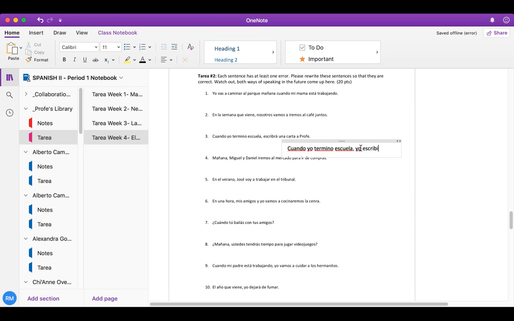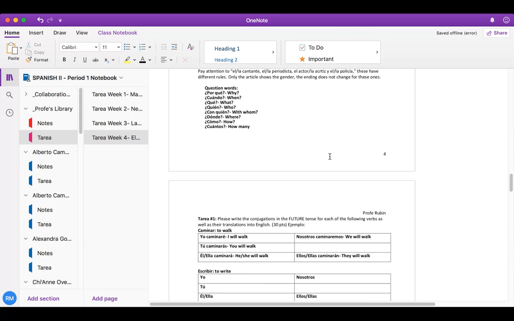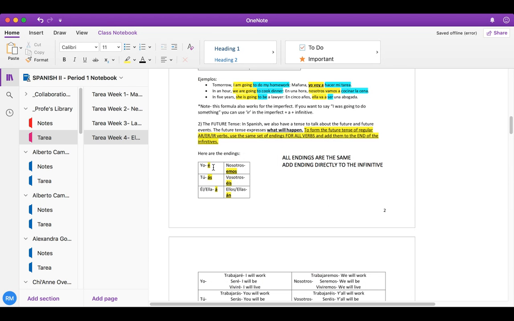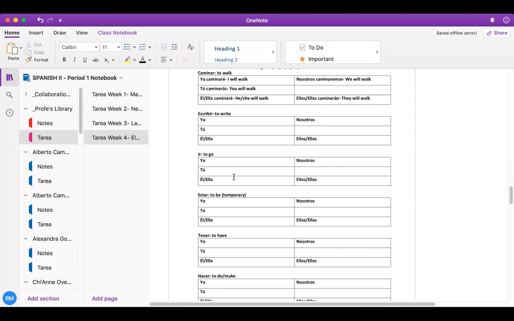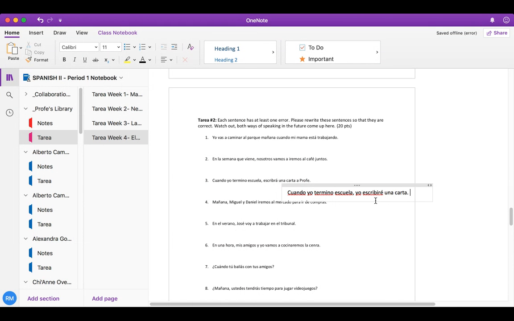Yo escribiré una carta. Okay. So what I did here is I took this verb escribir, I made it its infinitive, escribir, okay? And then I just figured out who's the subject of the sentence. The subject of the sentence is yo. It says the word yo right here. So all I have to do is go back and figure out what my ending is. My ending for the yo form in the future is E with an accent. It sits right on the back of my infinitive there. Yo escribiré una carta. Muy bien.